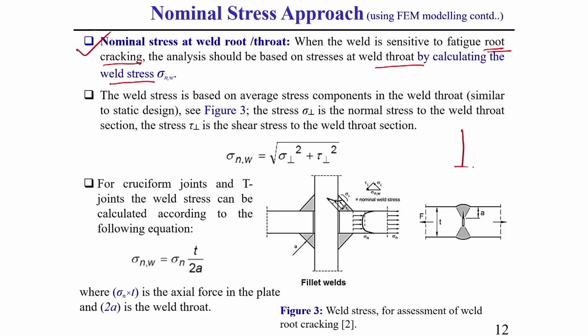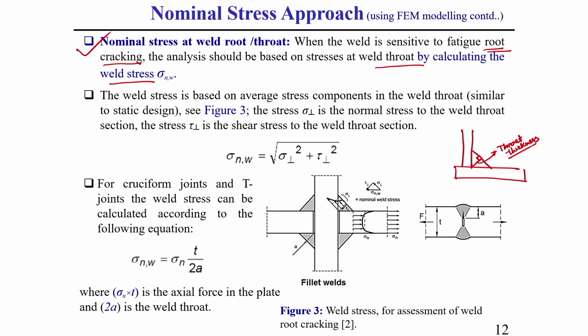So, at weld root, what is weld root? I have already discussed for fillet weld. What is weld root? I have already discussed. So, for weld root fatigue life estimation or weld root nominal stress calculation, what we need to consider? We need to consider the throat zone. Throat zone, what is throat zone? I have already discussed. Throat zone, this is called throat thickness.